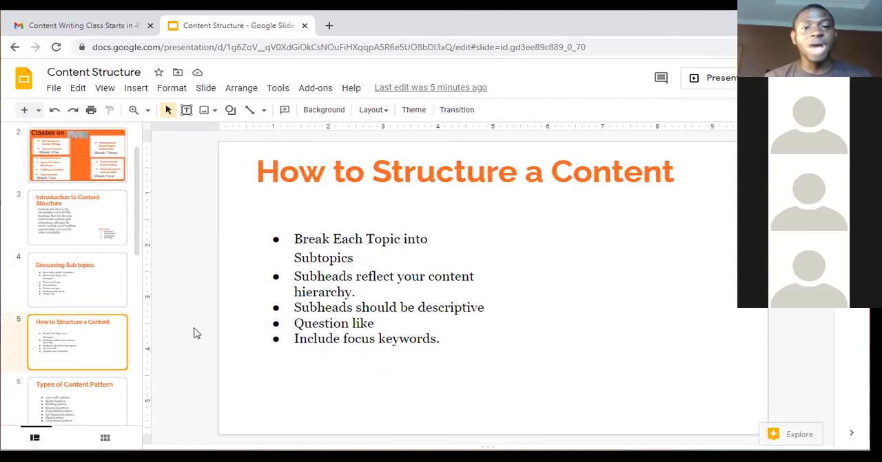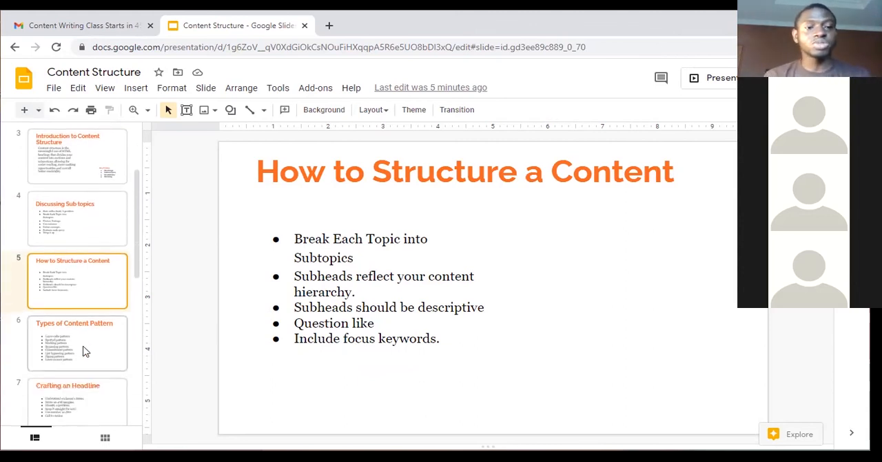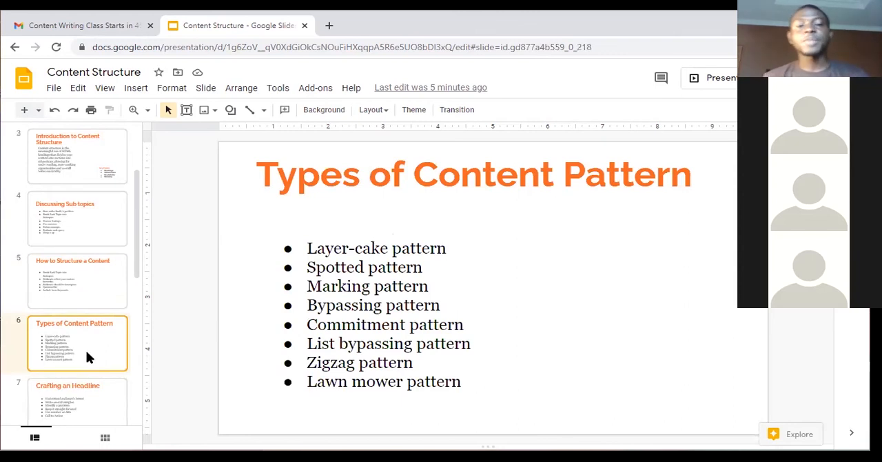And also we spoke about how to structure content, breaking each topic into subtopics or subsections. Your subheading should reflect your content hierarchy. Then also your subheading should be descriptive. They should be question-like, and they should include the focus keyword that you really want people to look out for.